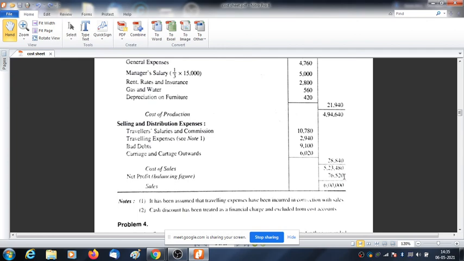Actually, there are three variants of cost sheet. One is the normal cost sheet, number two is cost sheet with FIFO and LIFO, and number three is the estimated cost sheet. I taught you this in my last class, isn't it? So this is basically the cost sheet. If you have any question, feel free to ask me.